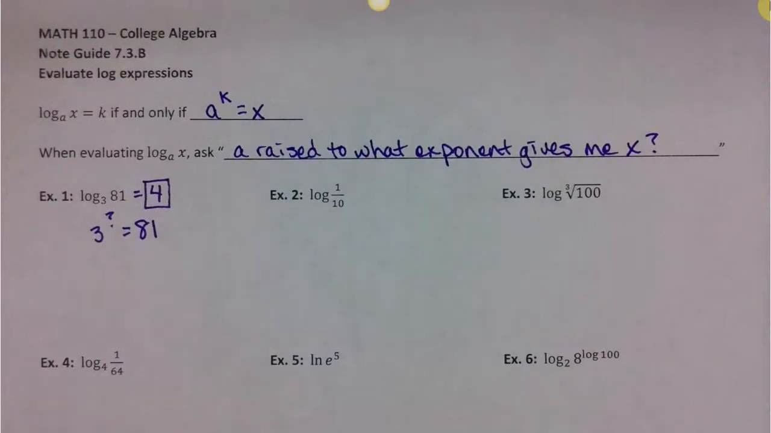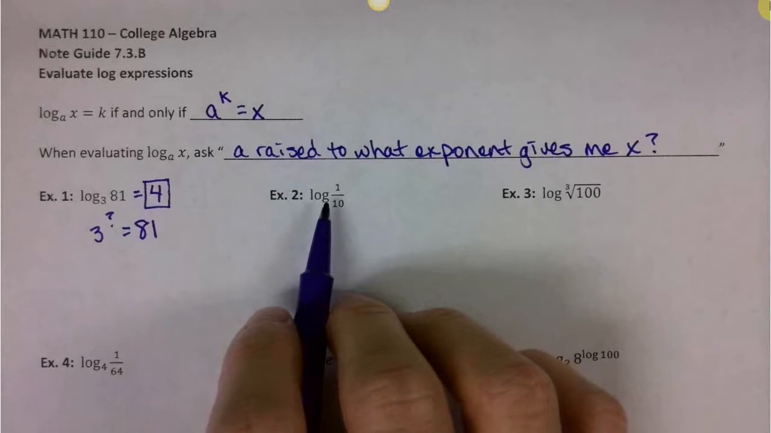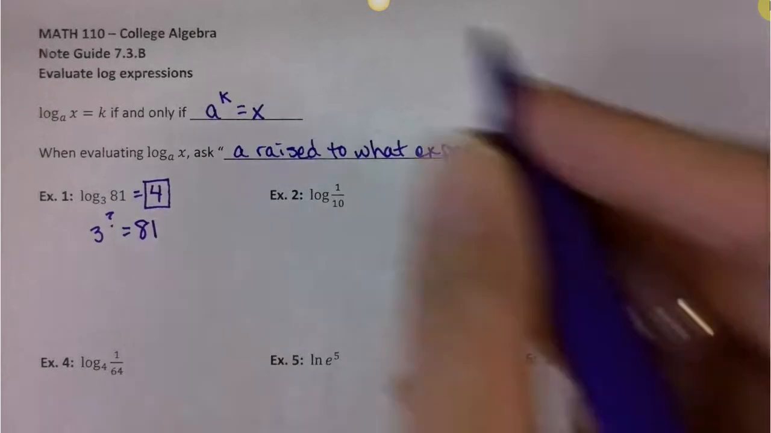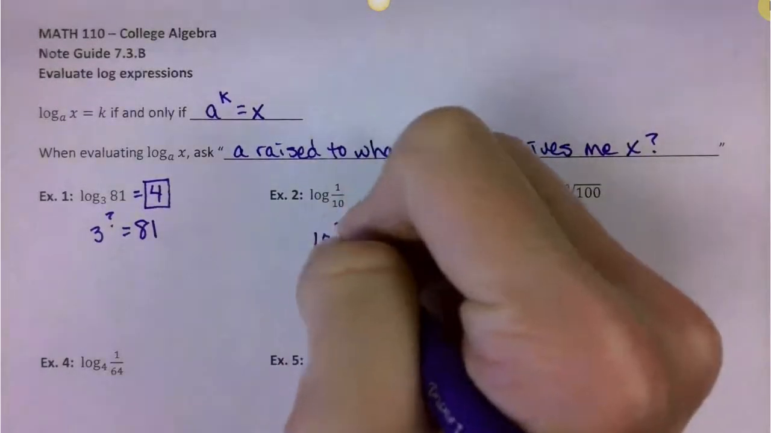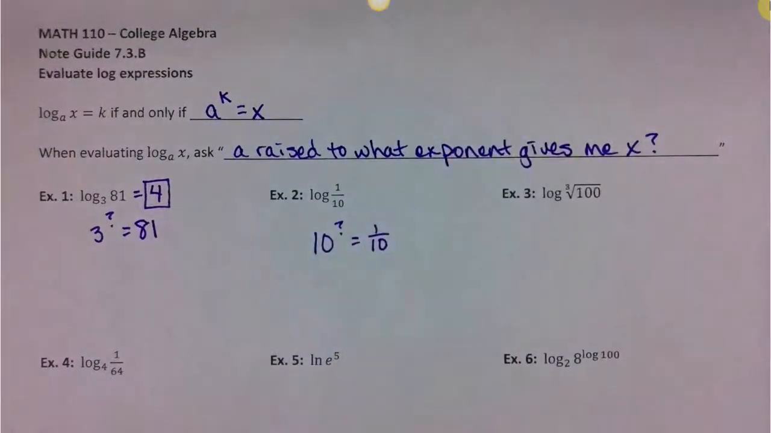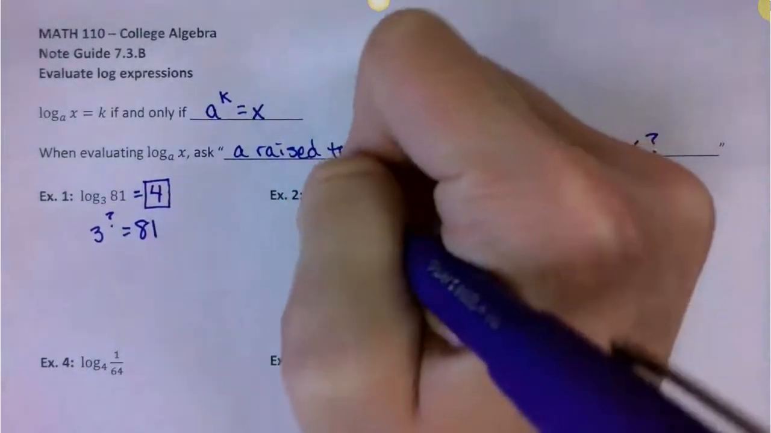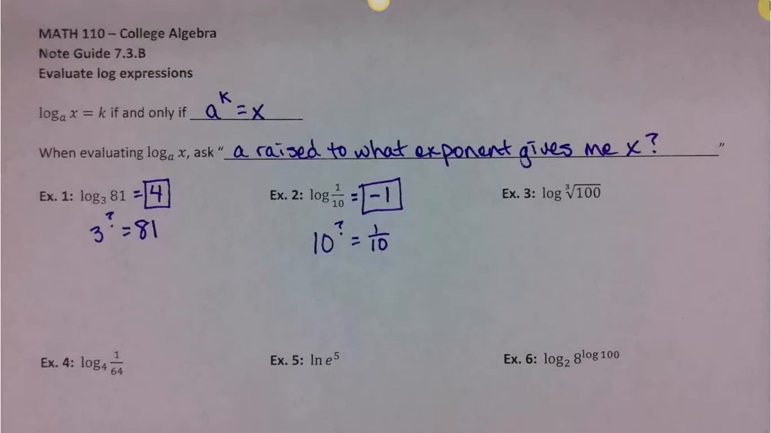The log of 1/10. So remember, if there's no base here, it's understood to be a 10. So the question we're asking here is: 10 raised to what exponent is equal to 1/10? And remember, it's your negative exponents that move numbers to the denominator. So 10 to the negative 1 is what gives you 1/10. So that means that the log of 1/10 is equal to negative 1.